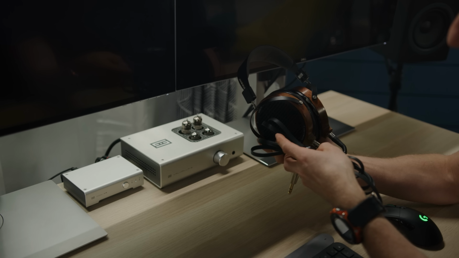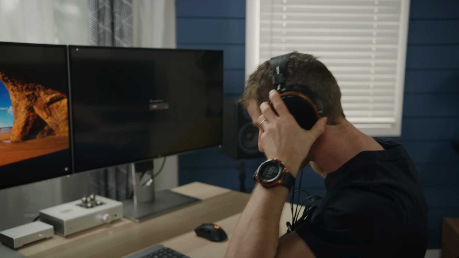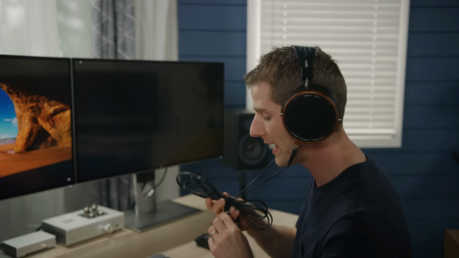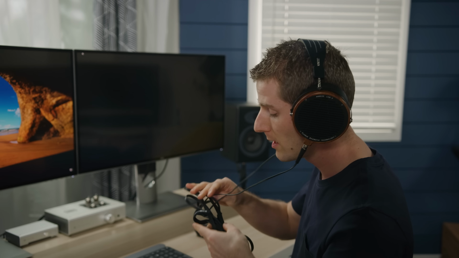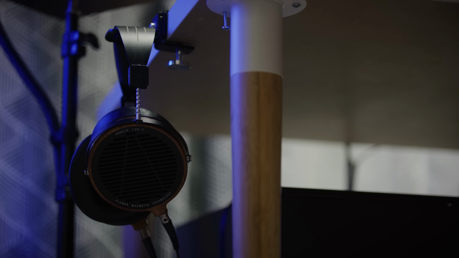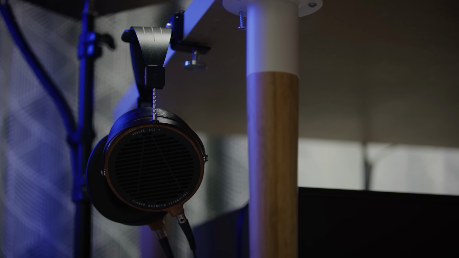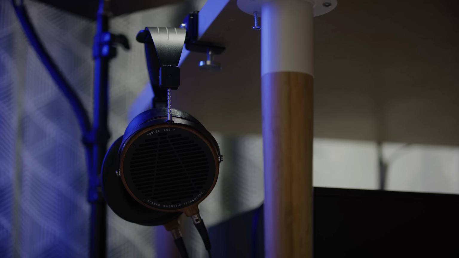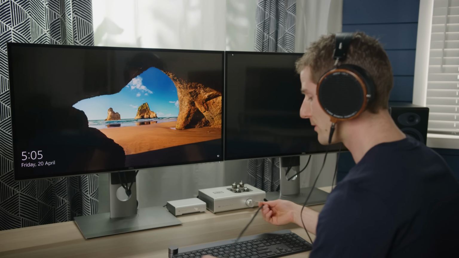Now, to be clear, the LCD-2s are, especially now that they've been replaced by other models, not necessarily the be-all and end-all of headphones, but what they are is an open-backed design giving a very natural soundstage, and they use planar magnetic drivers, so to put it in layman's terms, they sound absolutely bitchin'.